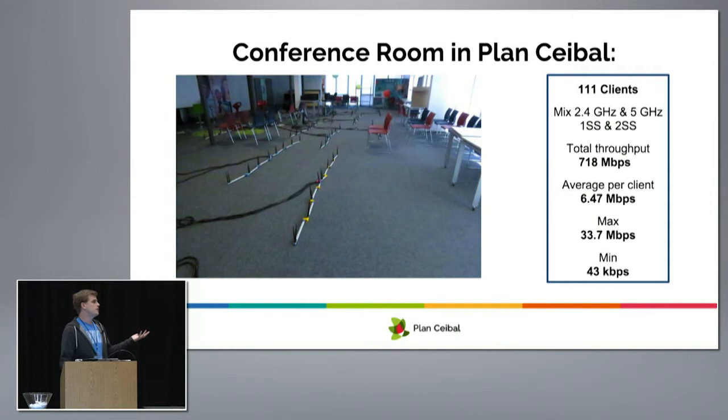The second time that we took the emulator to the field was in the conference room in Plan Ceibal in Uruguay. The goal of the test was the same. And well, the results are there. We reach more than 700 megabits per second, and an average of 6 megabits per second. In this room, there are 4 or 5 access points.